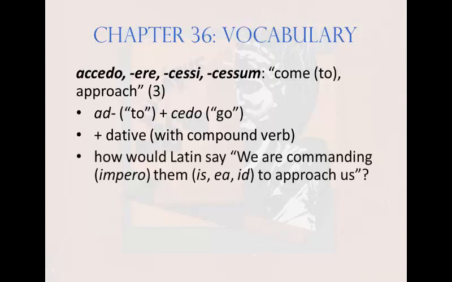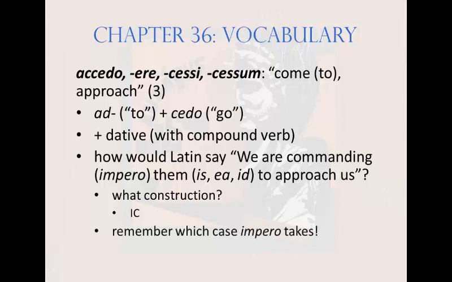How would Latin say, we are commanding, use impero, them, use is, ai, id, to approach us? Them to approach us. What's that construction? It's introduced by the verb command, so it must be an indirect command. How is indirect command formed in Latin? Ut or ne plus the subjunctive. And don't forget what case impero takes as its object. It's one of those 10 special verbs that expects the dative. So what's the answer?